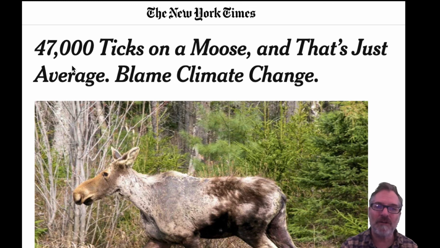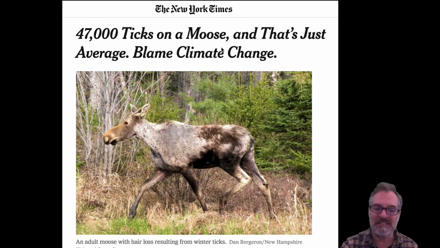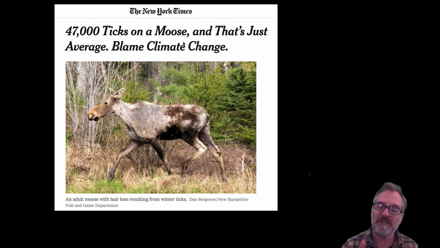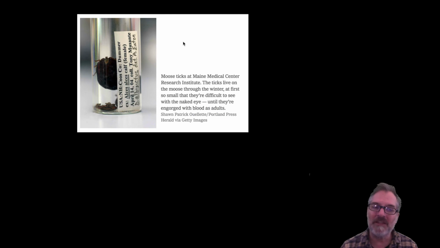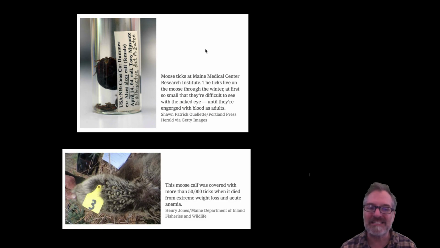And they said here about 47,000 ticks on a moose. That's about average, 47,000 ticks. And in the article, it does talk about the one example that there was over 100,000 ticks found on one moose. Here's some of the ticks that they collected in some of their studies.